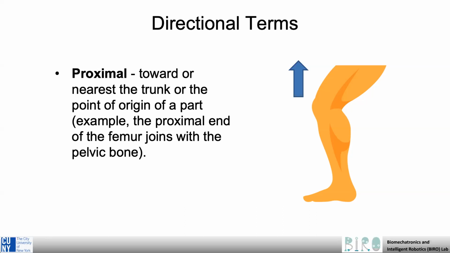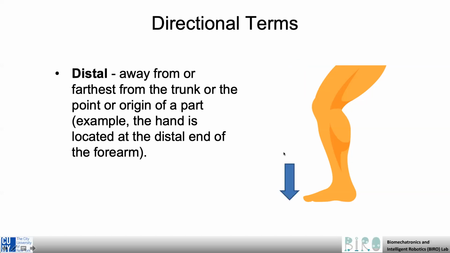An example is the shoulder. It's proximal to your torso, and the hand is distal. Yes. Thank you very much for bringing this new concept to us. The distal, that's away or furthest from the trunk or the point of origin of a part. So the hand is located at the distal end of the forearm, and the foot is also a distal part located at the distal end of the leg.